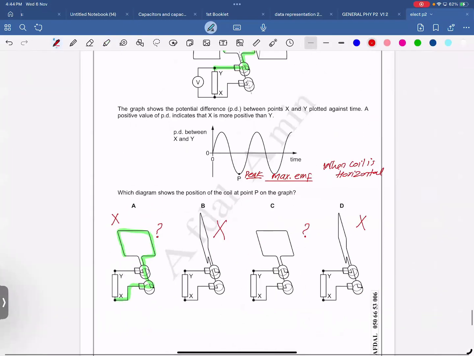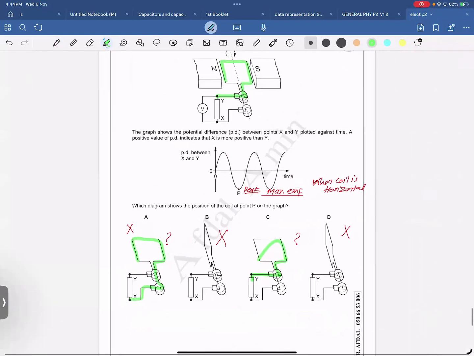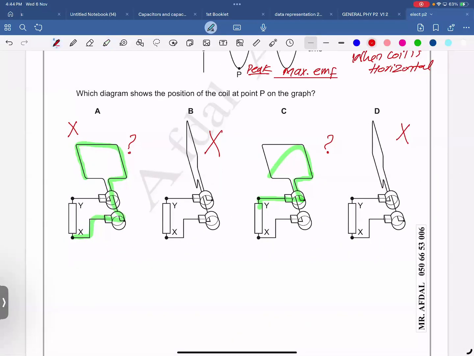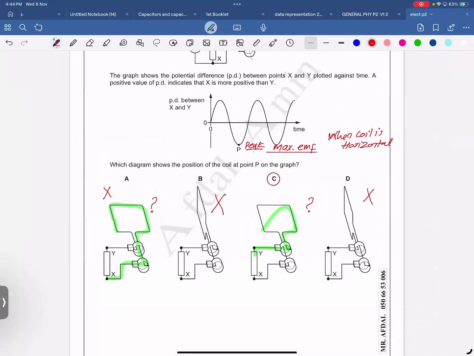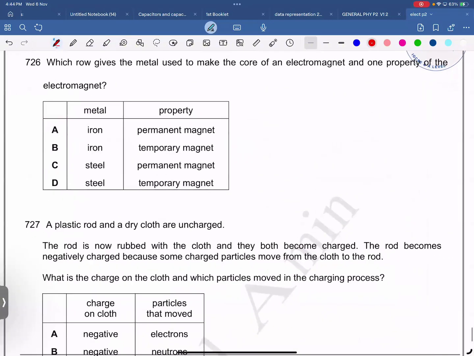You got it? Now look at C. It comes to the upper one, yes, and to the Y. So this diagram matches the given one. So the option is C. It's a good question. I hope you understood.